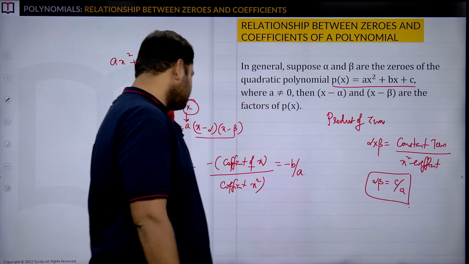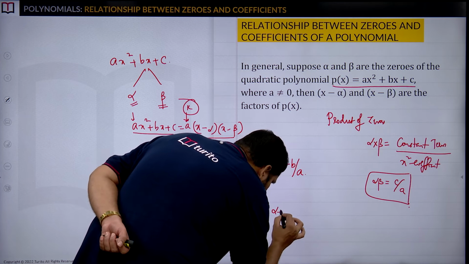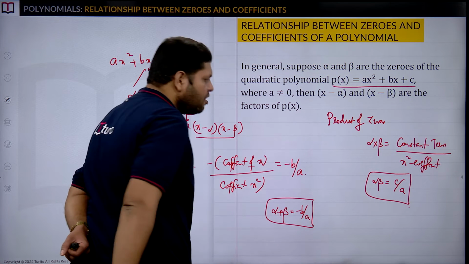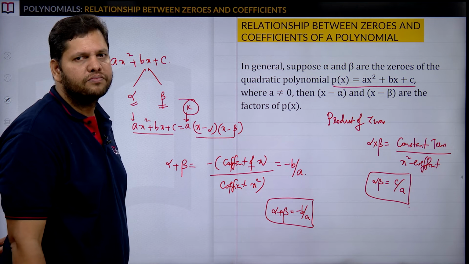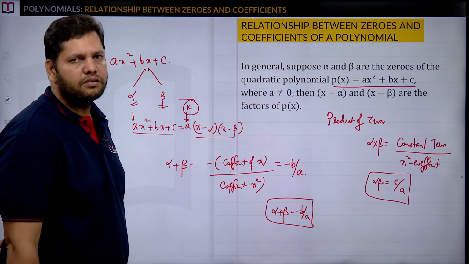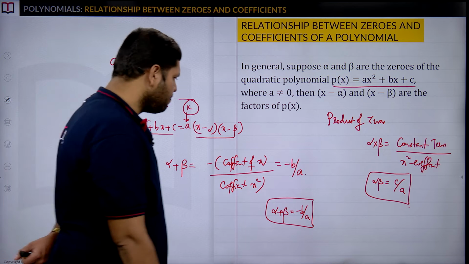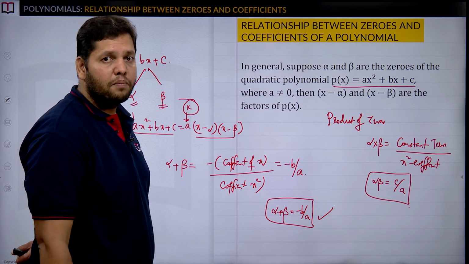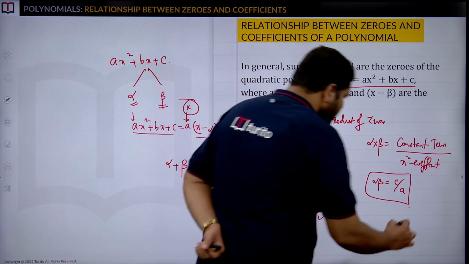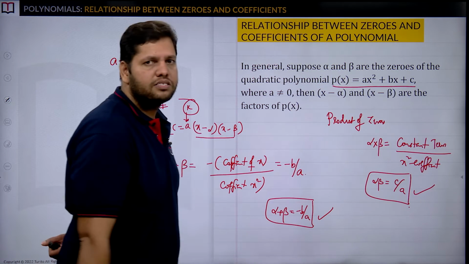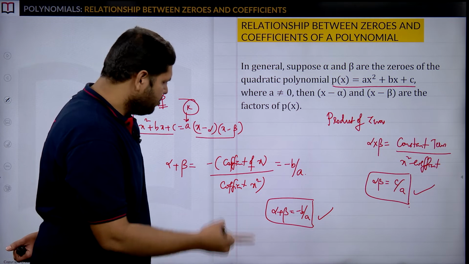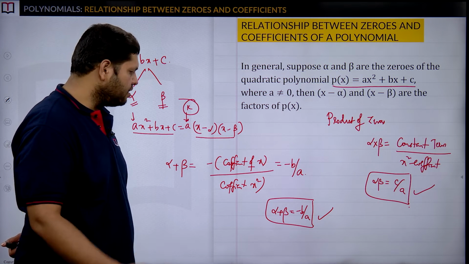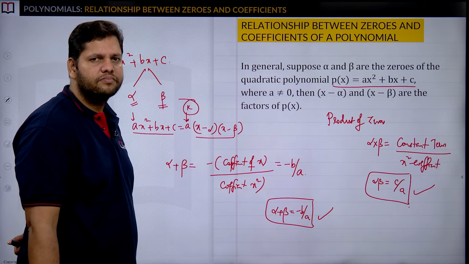So alpha plus beta, what is the formula? Minus b by a. And alpha into beta, what is the formula, children? That is c by a. Suppose in the question they are asking to find the sum of the zeros, directly apply the formula alpha plus beta is equal to minus b by a. And to find the product of the two zeros, directly the answer is alpha into beta is equal to c by a. Children, we can use these formulas directly in our problems and find the answer directly. Clear?